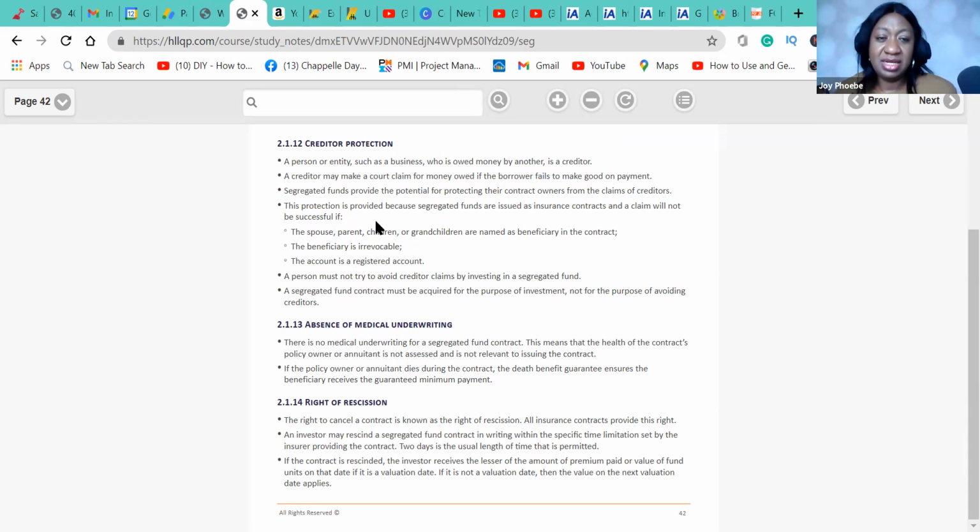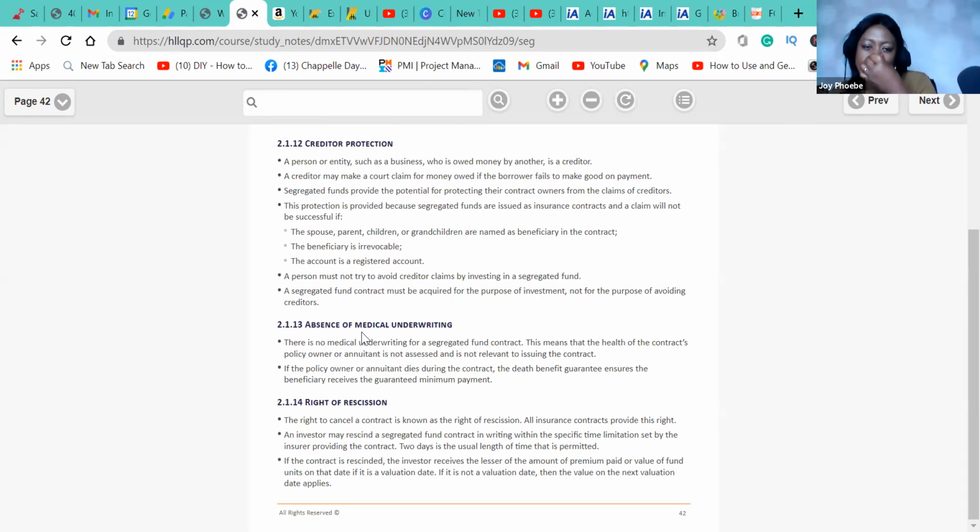This protection is provided because segregated funds are issued as an insurance contract, and claims would not be successful if the spouse, parent, children, or grandchildren are named beneficiary. The beneficiary has to be irrevocable, and the account is a registered account. A person must not try to avoid creditor claims by investing in seg funds. A seg fund contract must be acquired for the purpose of investment, not for the purpose of avoiding creditors.